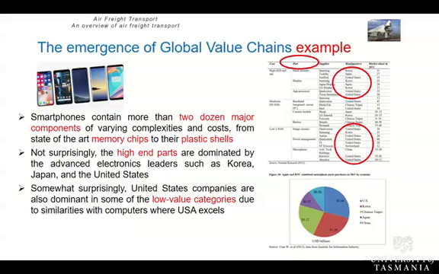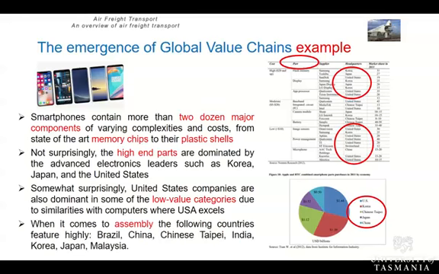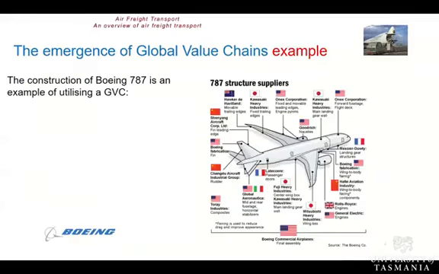So for this all to work, these goods have got to move around the globe and come together. Usually they're in other countries than where the goods are actually manufactured, and the main assembly points for smartphones are Brazil, China, Chinese Taipei, India, Korea, Japan and Malaysia. And that's all pulled together by a movement by air in many cases.